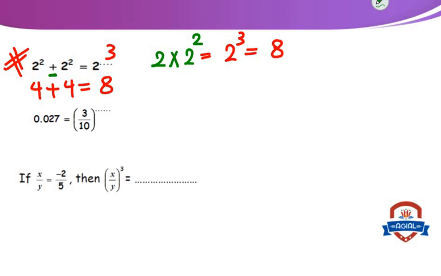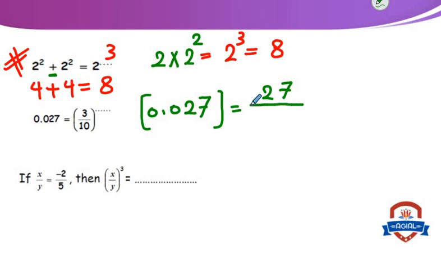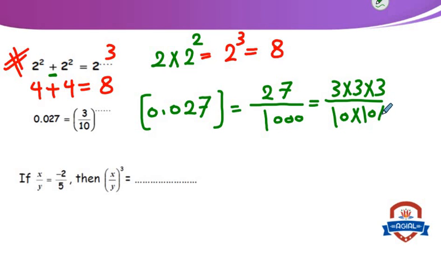0.027, or 27 thousandths, equals 3 over 10 to the power what? 27 thousandths equals 27 over 1000, since there are 3 digits after the point and the denominator is 1000. 27 equals 3 times 3 times 3, and 1000 equals 10 times 10 times 10. So 27 over 1000 equals 3 over 10 to the power 3. Okay, another example.